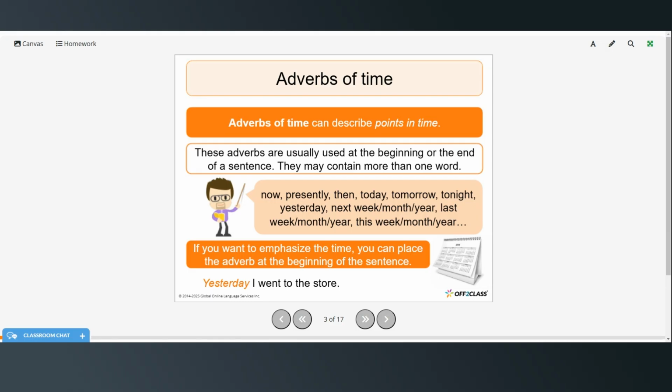So adverbs of time can describe points in time. These adverbs are usually used at the beginning or the end of a sentence, and they may contain more than one word, such as now, presently, then, today, tomorrow, tonight, yesterday, next week, next month, next year, last week, last month, last year, this week, this month, this year. And if you want to emphasize the time, you can place the adverb at the beginning of the sentence. And yesterday I went to the store.